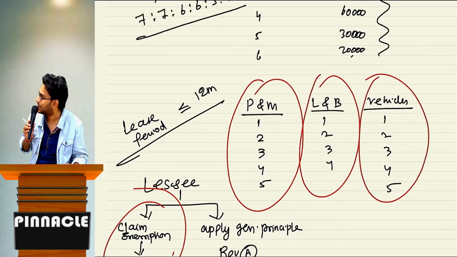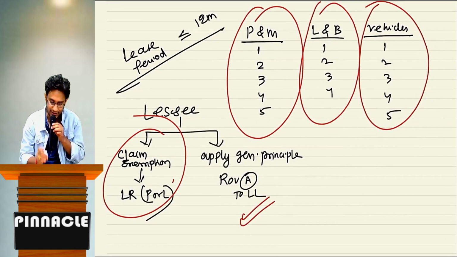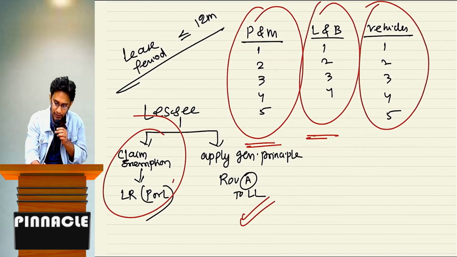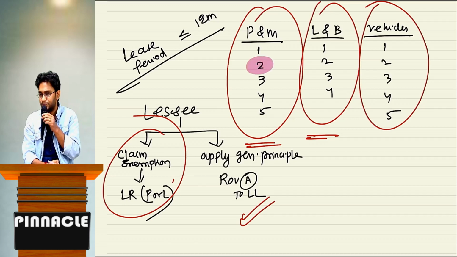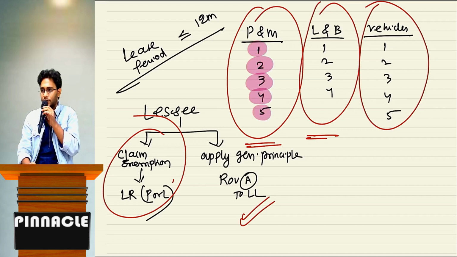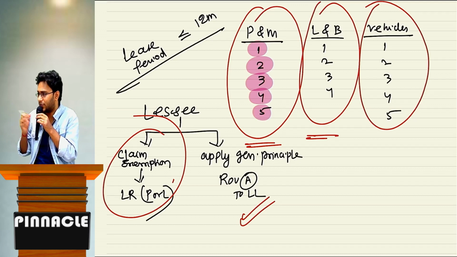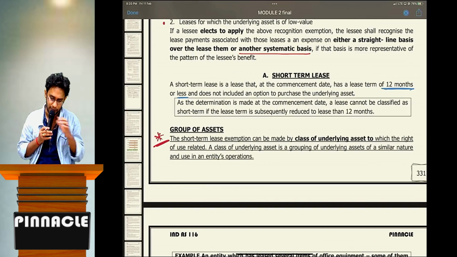Here also, the first exemption is not applicable for individual assets, it's applicable for class of assets. For example, if you want to claim exemption for plant and machinery 2, then you must claim exemption for 3, 4, 5 and 1 also. Of course, only when their lease period is less than or equal to 12 months.